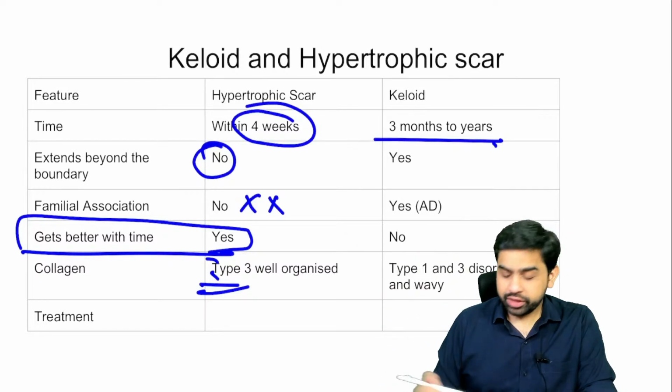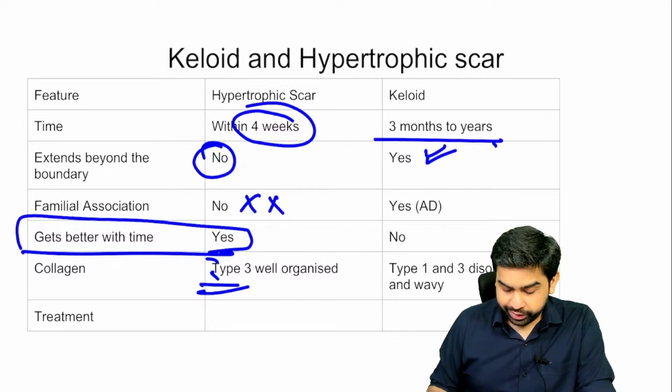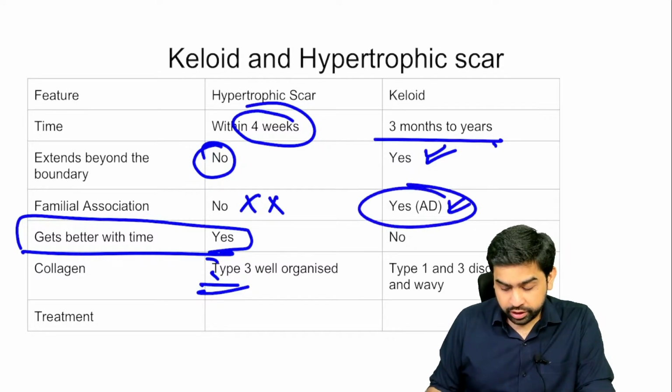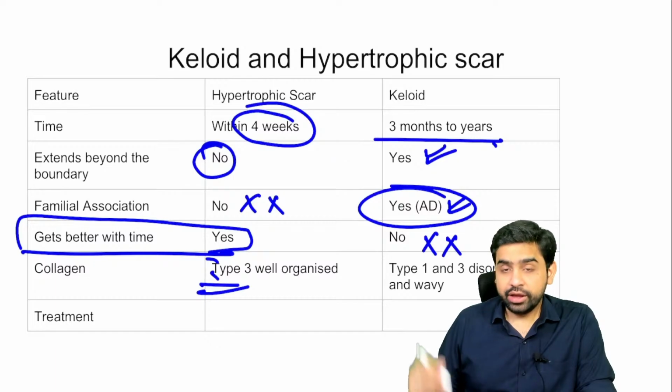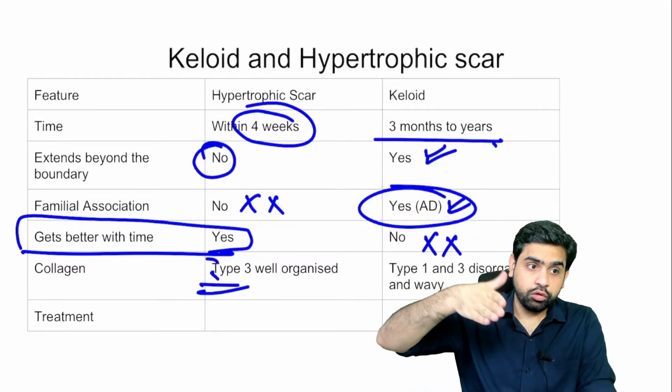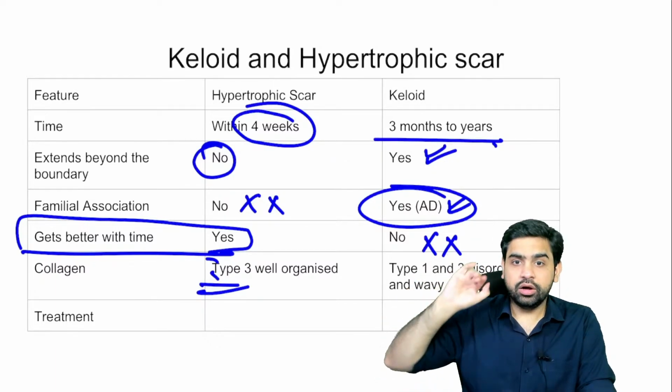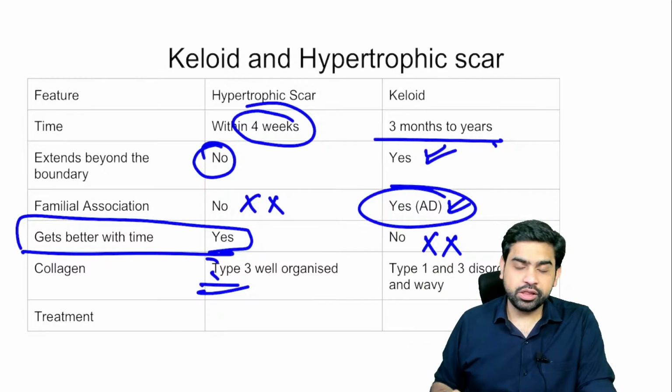Okay, now, does it extend beyond the boundary? The answer is yes, absolutely yes. Familial association? Yes, there is an autosomal dominant family association. Does it get better with time? No, not really. Here there is a presence of both type 1 and type 3 collagen, but this is present in a wavy format.